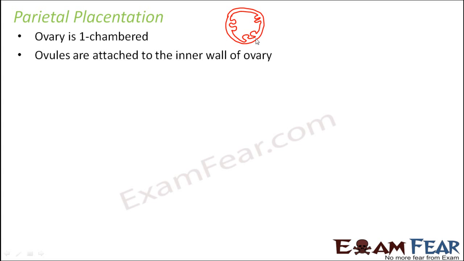So this would be the placenta. These circular structures are the ovules, and this bigger thing is the ovary. So what is connecting the ovules to the ovary? This tissue. That is the placenta. So this is how it will look.